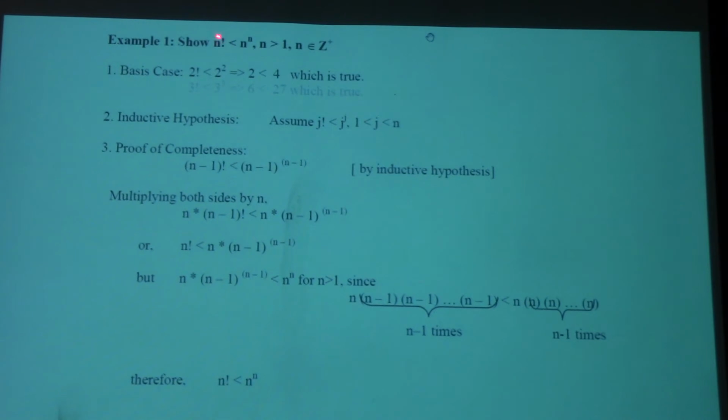Okay, what is the value of 2 factorial? 2. What is the value of 2 to the 2? 4. So, right there, we have just shown this is true. 2 factorial is less than 2 to the 2 because 2 is less than 4. That shows the basis. You see over here, I'm also showing 3 factorial is less than 3 to the 3. I made it gray because I'm showing you it's nice, makes you feel good. It doesn't help the proof.